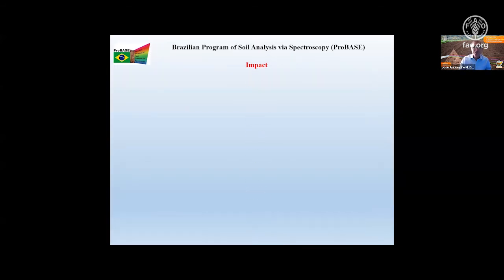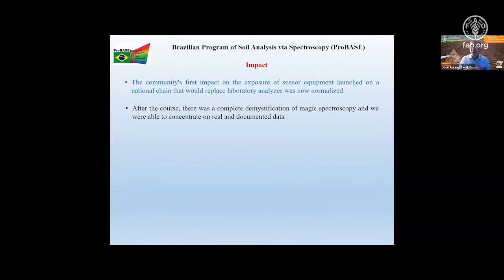Okay. So continuing with the teaching, the impact on the people that saw the course. Look at what happened. The community's first impact on the exposure of the sensor equipment launched on the national chain, as I said, when they got shocked, that it would replace laboratory analysis, was now normalized. They got more comfortable. They knew that a sensor is not magic. After the course, there was a complete demystification of magic spectroscopy, and we are able to concentrate on real and documented data. They understood that spectroscopy is laboratory dependent.